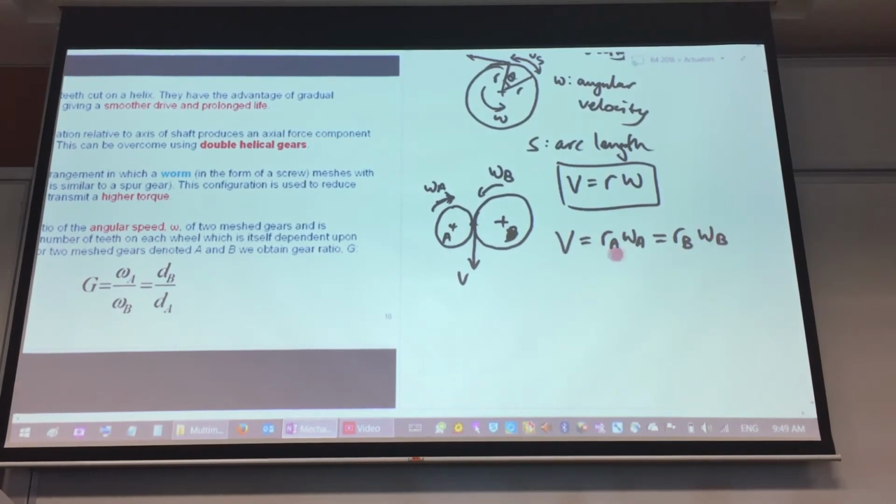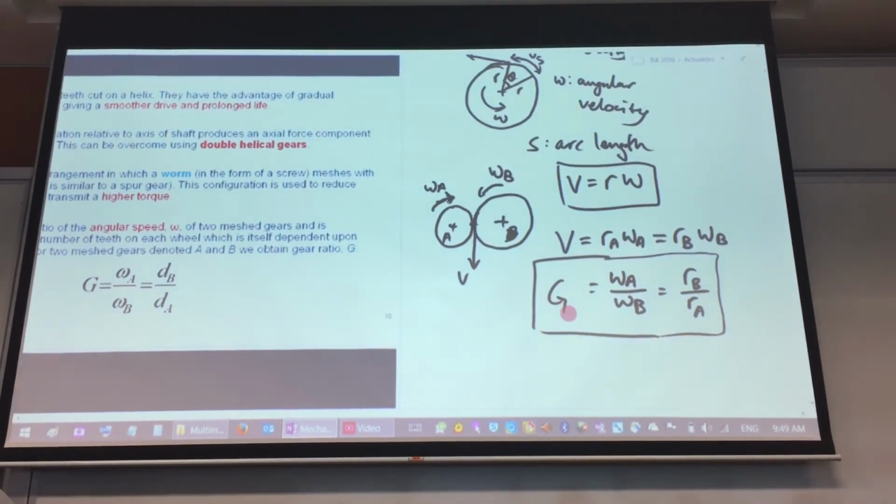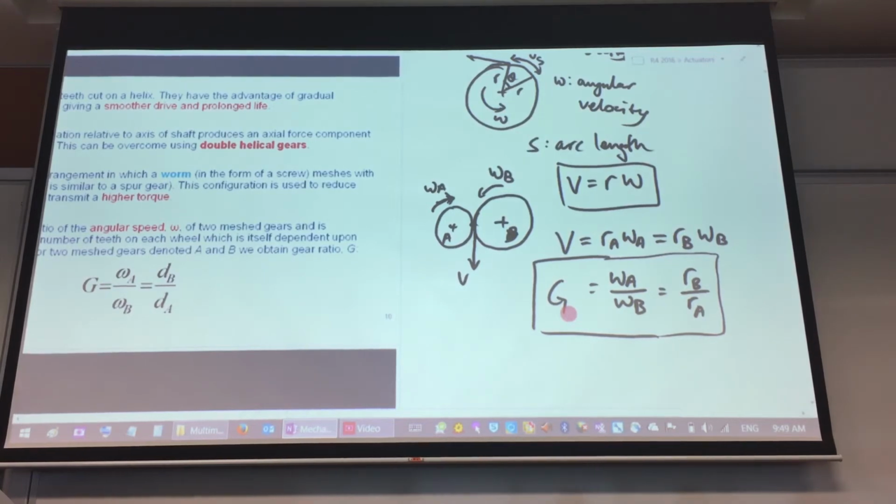So looking at these two right-hand side terms, I can cross multiply, so that omega A divided by omega B must be equal to R B over R A. This formula over here is written over here, omega A over omega B, and we call this our gear ratio. So if you take the radius of B divided by radius of A, you get the gear ratio.